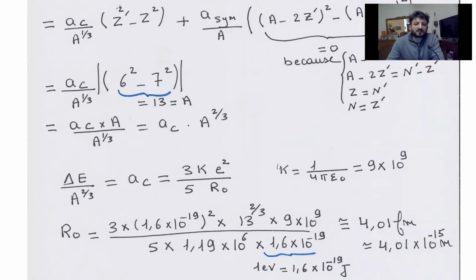Finally, we get Z prime square minus Z square. We have Z prime equal to 6 and Z equal to 7, and here we have the absolute value. If you calculate 6 square minus 7 square, we get 13. 13 equals A. We have A equals 13. We can substitute the value here, A divided by A power 1 over 3. We simplify the relation. We get finally A Coulomb times A power 2 over 3.